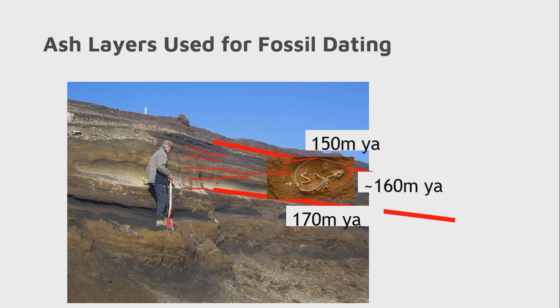And let's say we find another ash layer up here that's 150 million years old, and the fossil is between these two layers. We know it must have died between these two volcanoes going off in the world to get sandwiched between those two layers. And so this fossil would probably be something like 160 million years old in this case. That is basically how we know all of the ages of all the fossils that we're about to talk about next, as we talk about the history of Earth. Pretty neat.